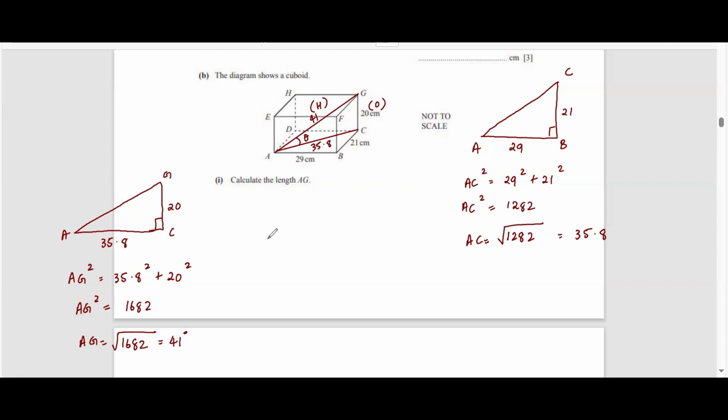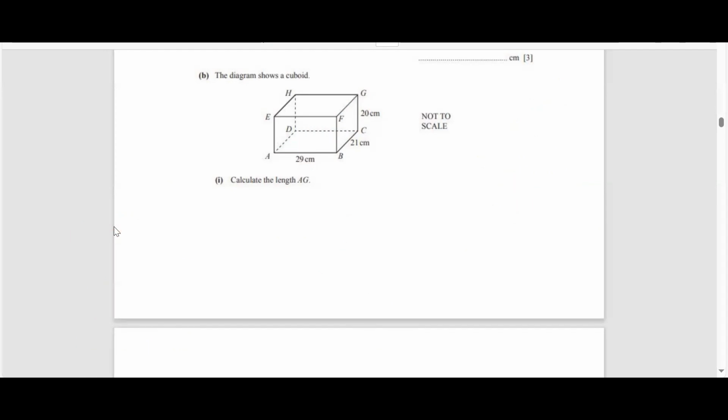Opposite and hypotenuse, we know that is sine. So sine theta is equal to opposite 20 over hypotenuse 41. So theta will be sine inverse of 20 over 41, which will give us 29.2 approximately. Rounding it to one decimal place, we get 29.2 degrees. So we are done with the second part as well. I hope you understood this. Let's move on to the next one here.